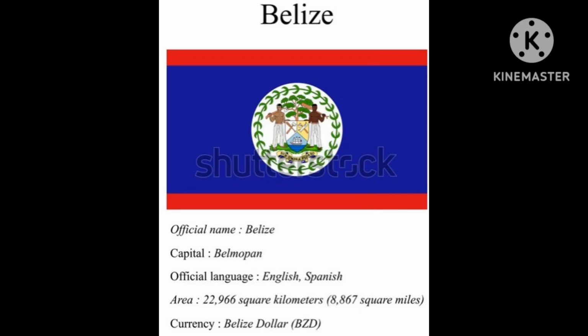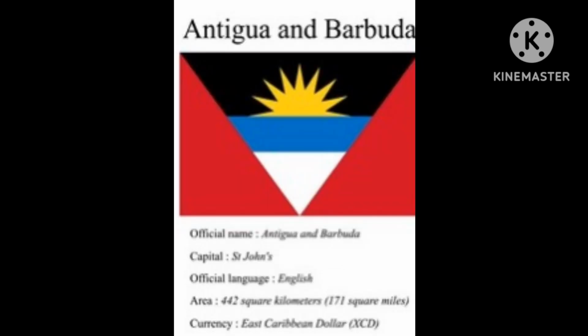Belize. The capital of Belize is Belmopan, and its official languages are English and Spanish, and its currency is the Belize dollar. Okay, you can also watch the flag of Belize on the screen. The next state is Antigua and Barbuda. Capital is St. John's, and official language is English, and its currency is the East Caribbean dollar.